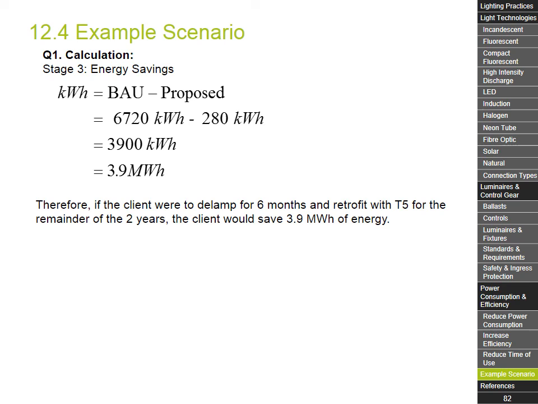Finally, to calculate savings, we subtract the proposed situation energy use from the business as usual energy use to give us our savings of 3.9 megawatt hours over the 2 years.